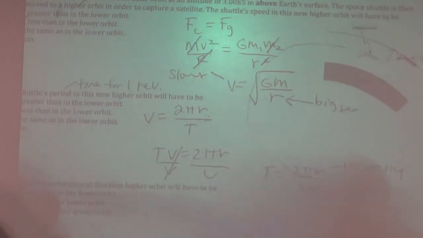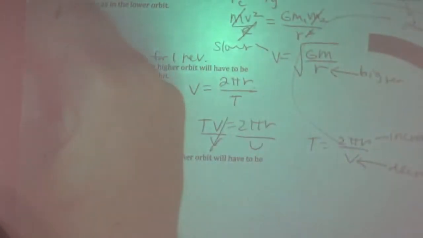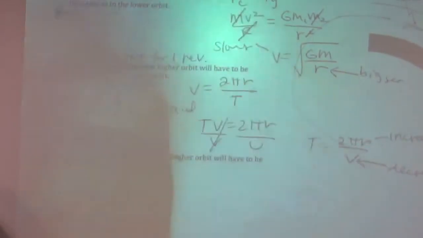And you can use this algebraic reasoning, or you can say it has farther to travel and is slower, so it takes more time. That would also be a great explanation.